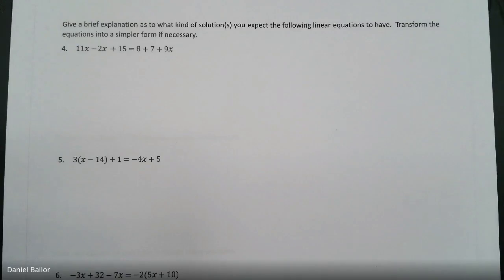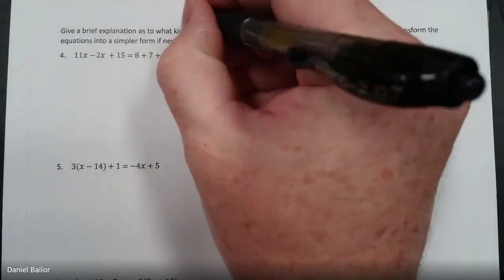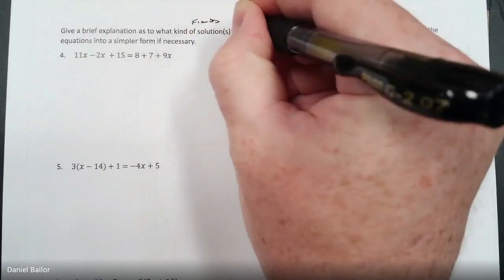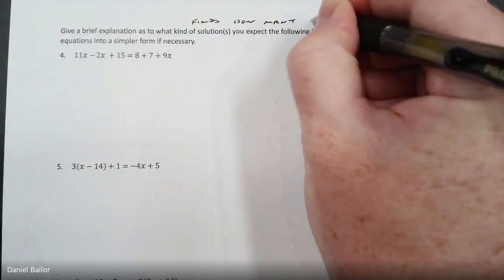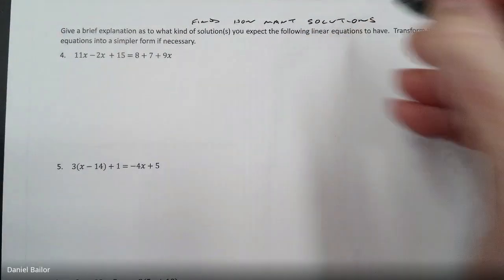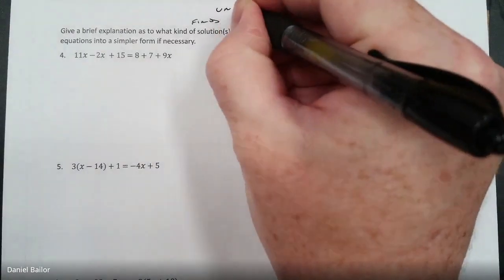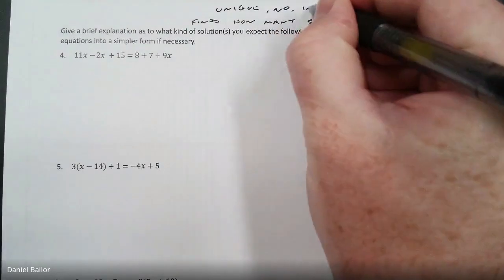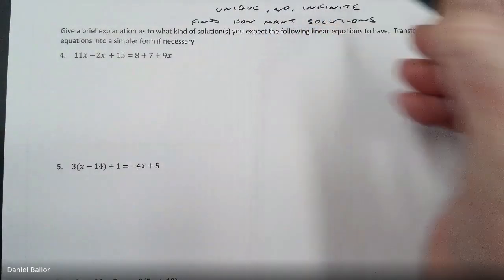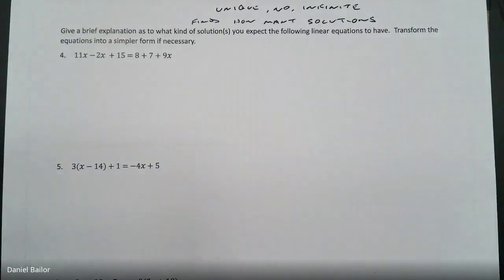So the instructions are basically find how many solutions. Now notice it's not saying find the solution, just saying find how many solutions. Find how many. So it could be unique, no, or infinite. Those will be our choices. Unique solution, no solution, or infinite solution. And then it says we're allowed to transform the equations into simpler form if necessary, which we might want to do. So we're going to use the properties we know to simplify this. So let's look at number 4.